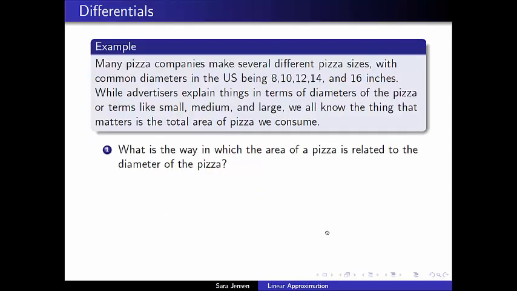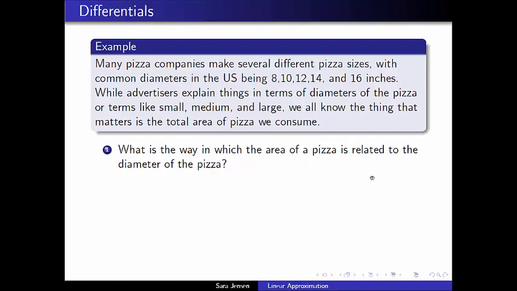The example we're going to work out in detail is, we've just seen these nice and common diameters of pizzas that are often offered in the United States. They're normally an even number of inches, anywhere from 8 to 16 to 20 even. What we want to think about is, as the size of the diameter of the pizza increases, in what way is that affecting the area of the pizza?